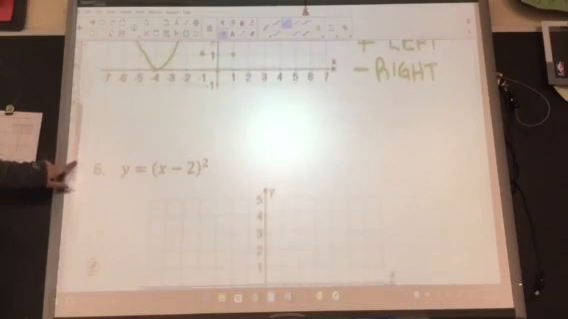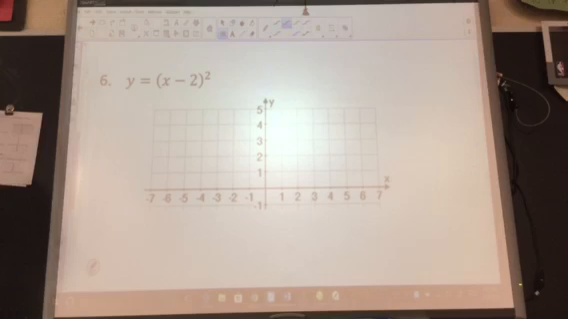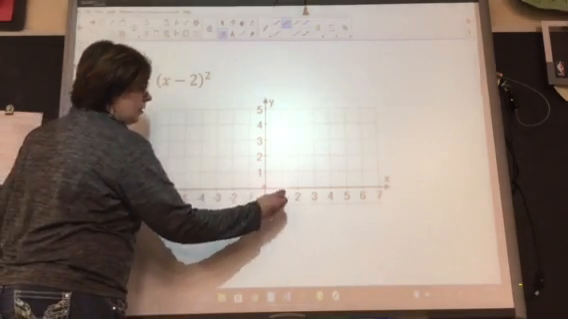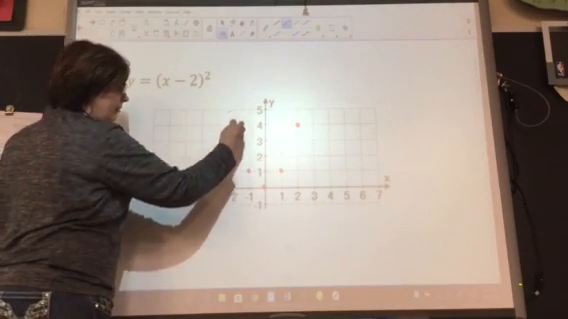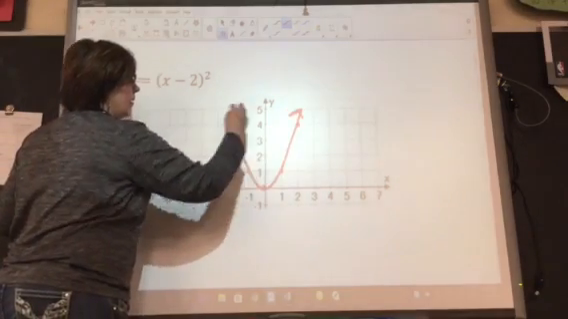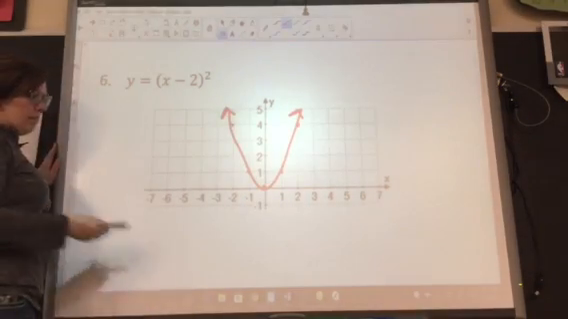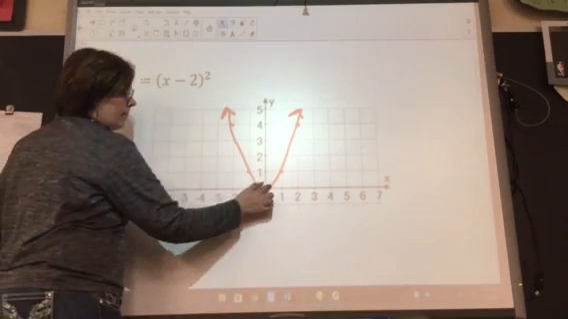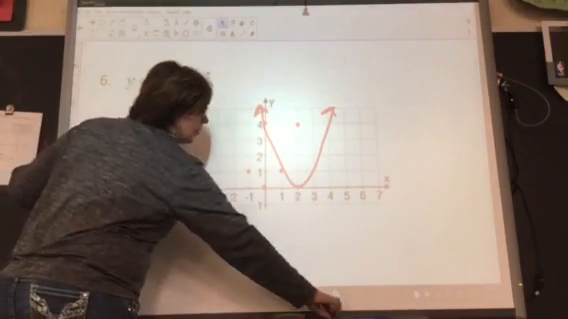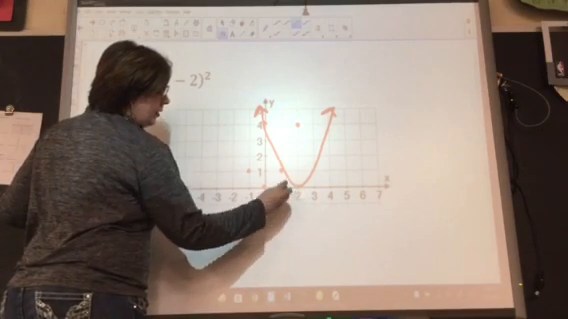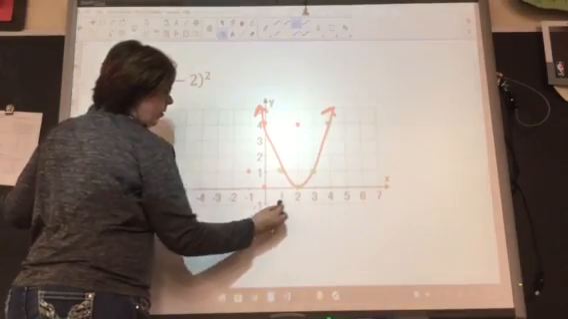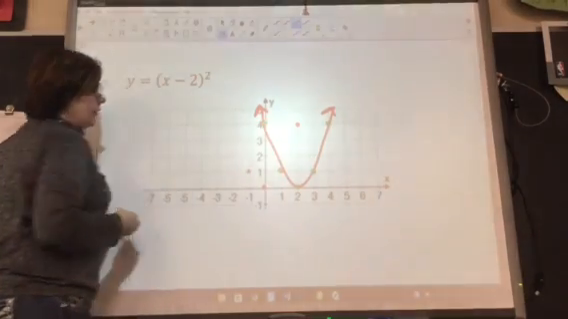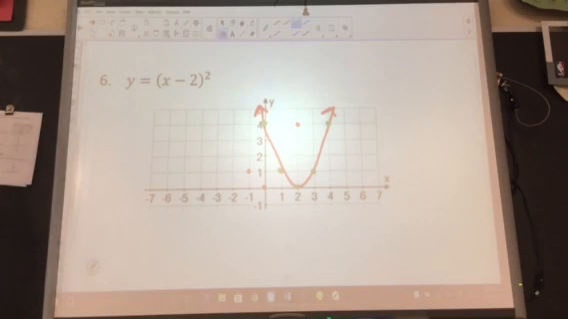Let's look at number 6. What do you think we're going to do with this function? Mason. We can graph the parent function, 0, 0, 1, 1, 2, 4, -1, 1, -2, 4. Then we can horizontally shift it 2 units to the right. So our new points are 2, 0, 1, 1, 3, 1, 4, 4, and 0, 4. Those are your new points. Perfect.